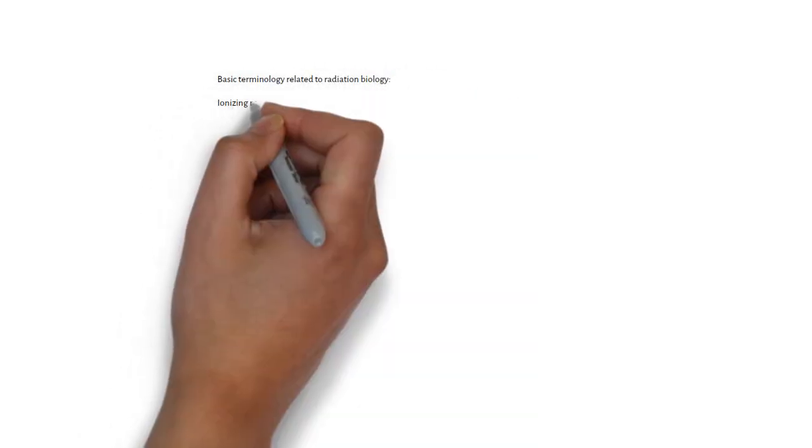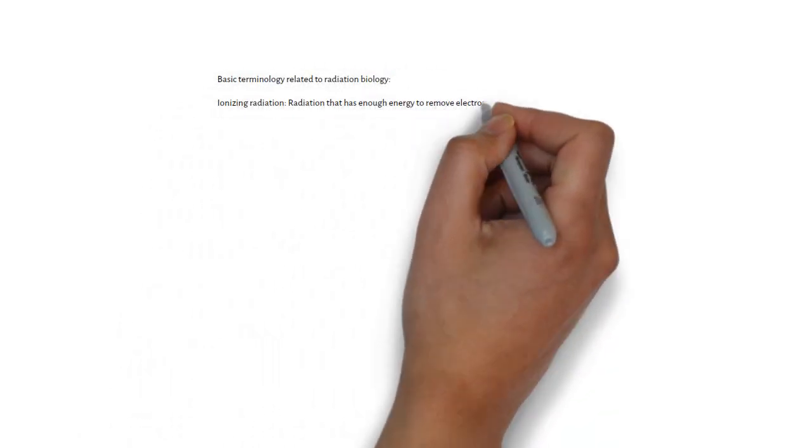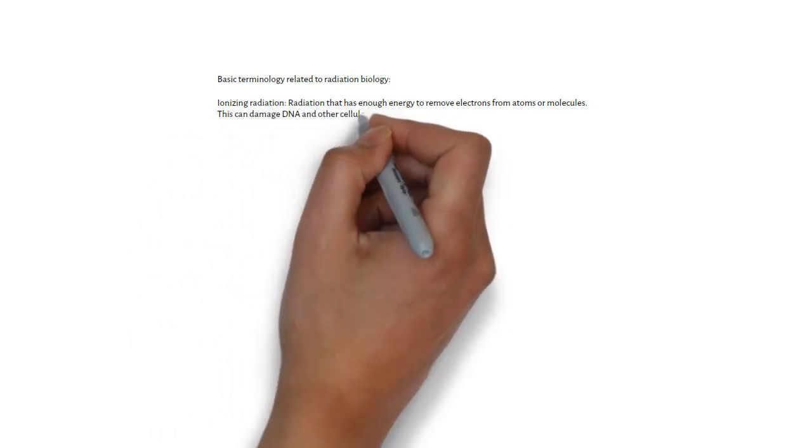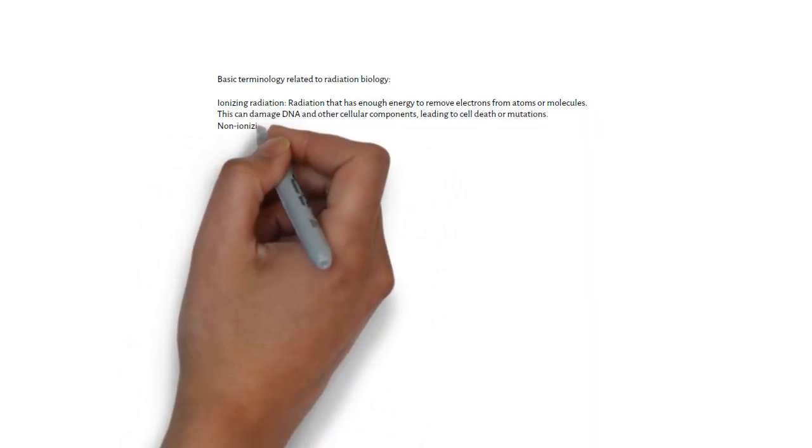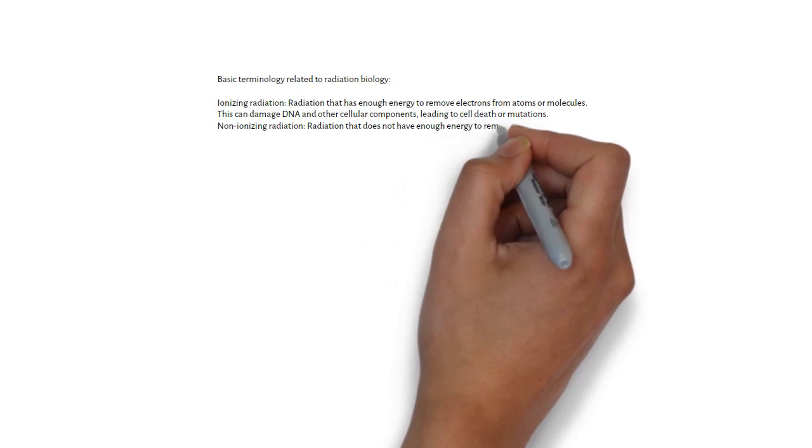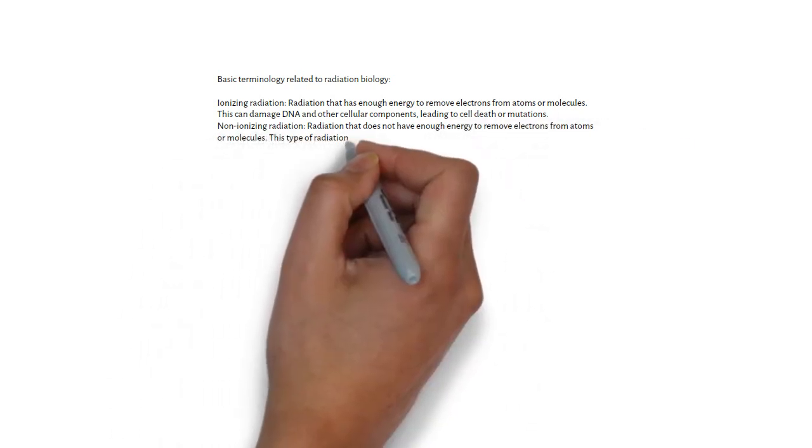Basic terminologies related to radiation biology. Ionizing radiation: radiation that has enough energy to remove an electron from an atom or a molecule. This can damage DNA and other cellular components, leading to cell death or mutation.